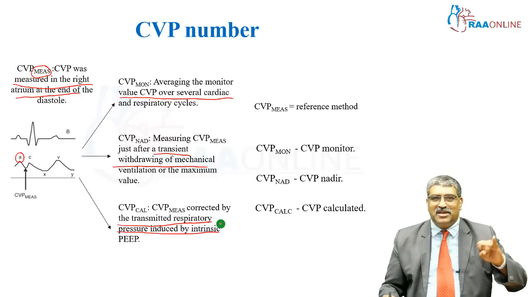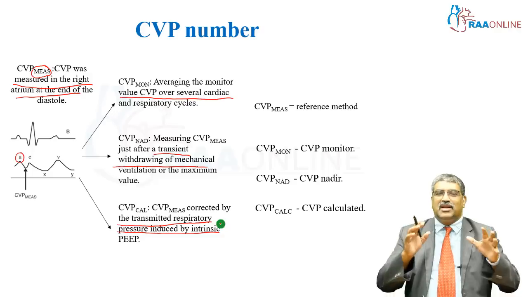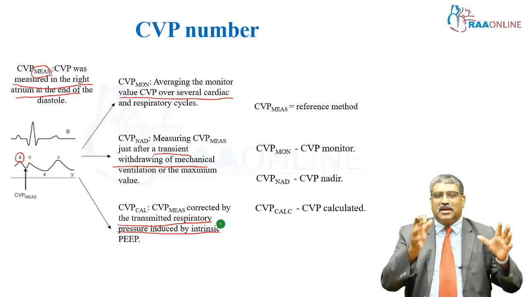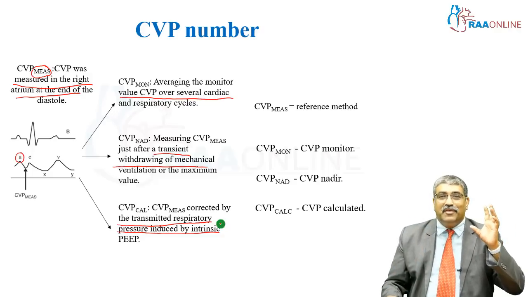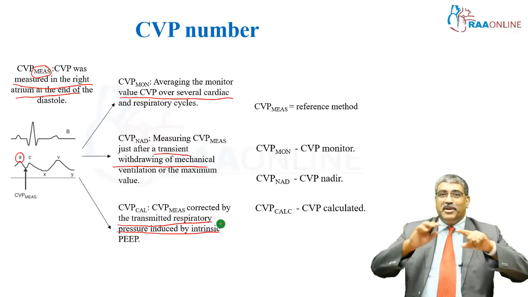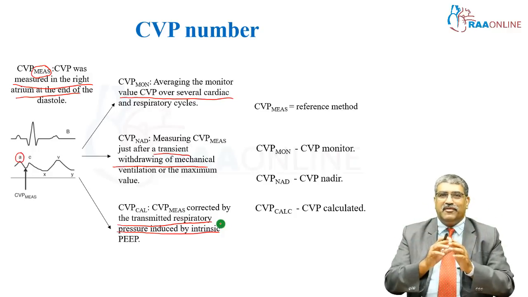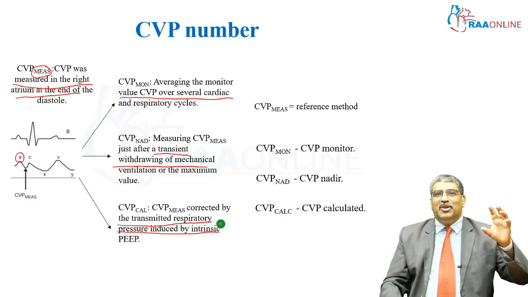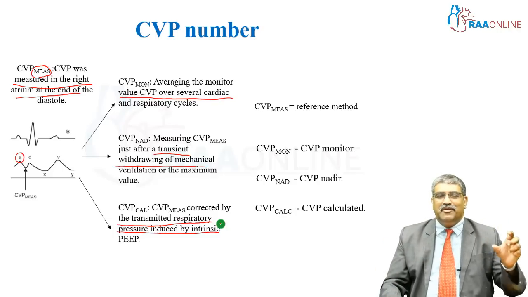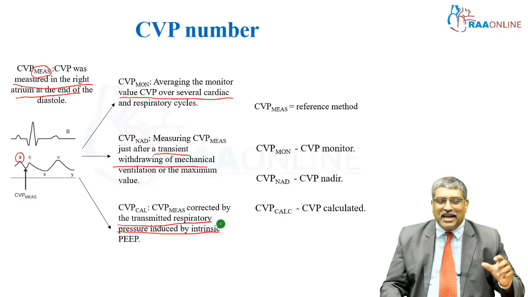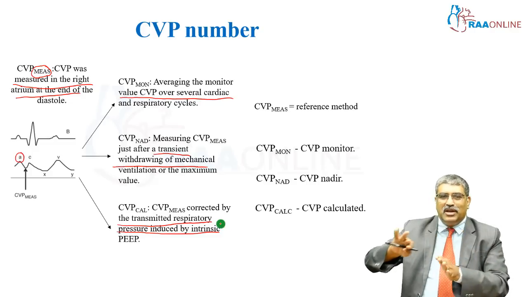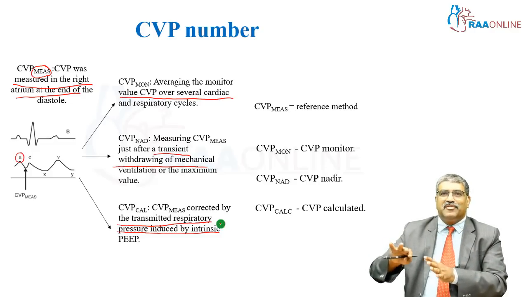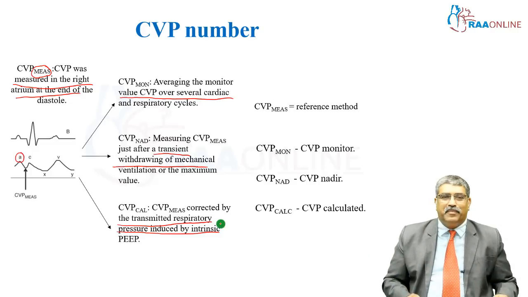So, you have the measured CVP, which is usually the number which comes with atrial contraction. You have the monitor CVP, which is the mean value of all the CVP over several respiratory and cardiac cycles, and you have the maximum CVP, which is CVP nadir, and you have the calculated CVP where you remove the respiratory pressure which is transmitted by the PEEP.